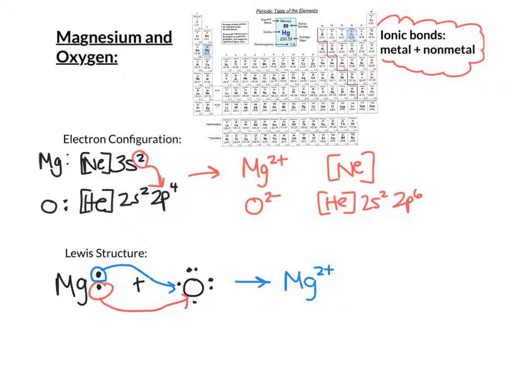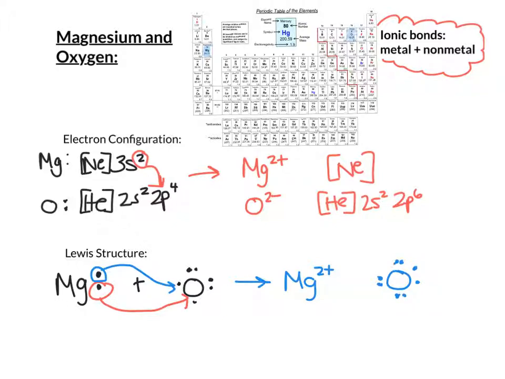And we have oxygen over here. Now, notice magnesium lost its two valence electrons. So we don't show any valence electrons on magnesium. It just lost those two. Oxygen, however, had 6. It gained 2. So we're going to show 8 valence electrons on oxygen. All of them are paired.